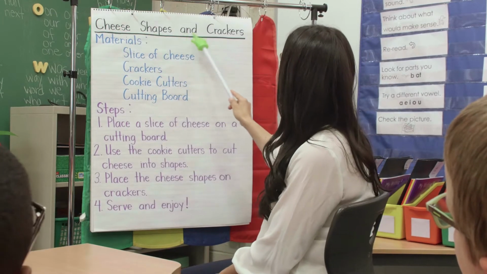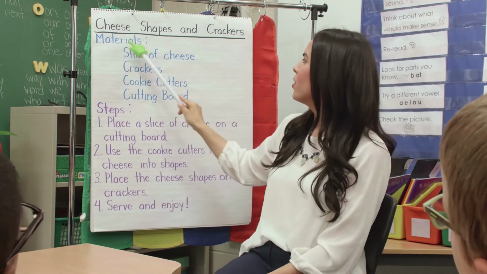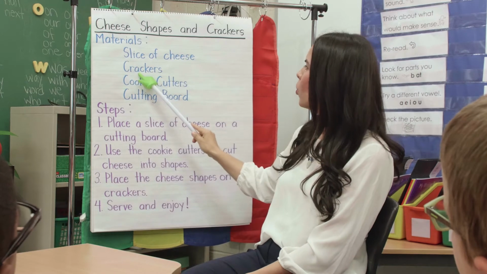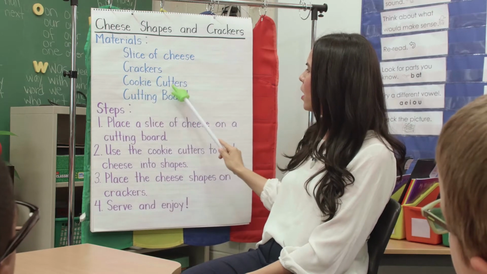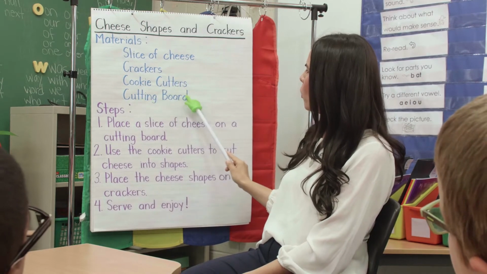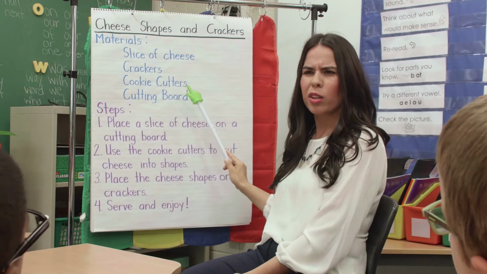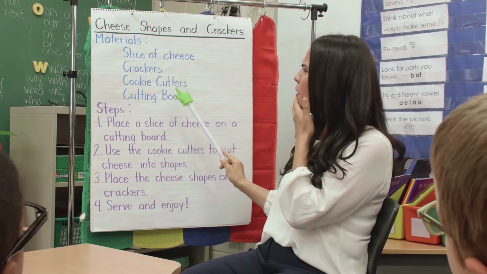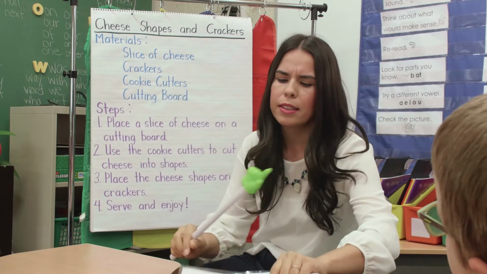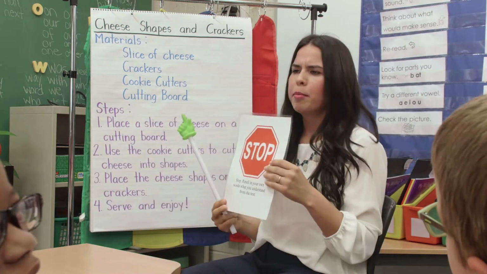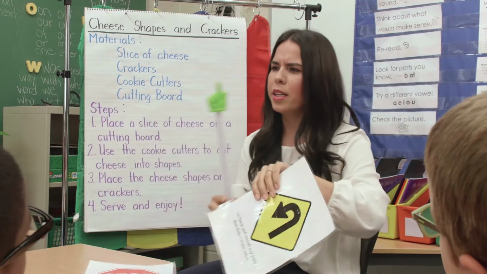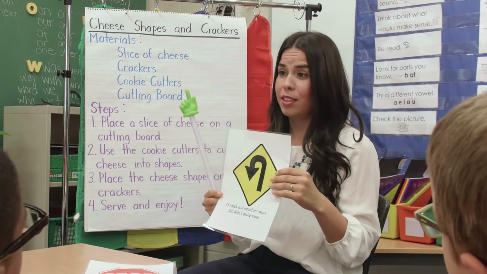Cheese shapes and crackers. Materials: slice of cheese, crackers, cookie cutters, cooking board. What? Cooking board? I don't know what a cooking board is. That doesn't make sense to me. I'm going to go back and read it. I have to stop. It didn't make sense. Cooking board? I've got to go back and reread and make it make sense.